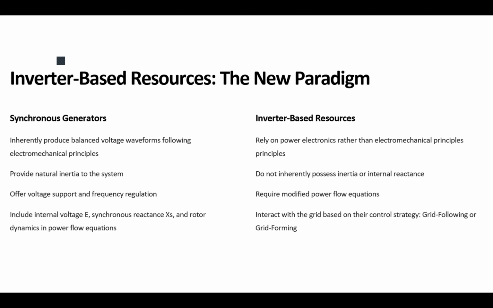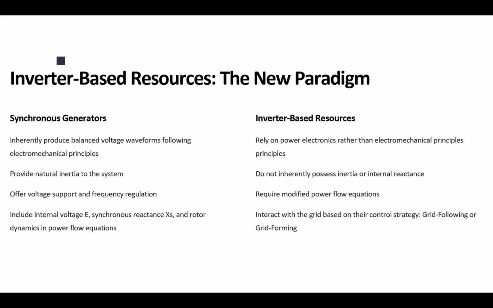In a synchronous generator, as we know, first of all, we inherently produce a balanced voltage waveform. Because of the electromechanical structure, we always have a symmetry in our waveform. It's a balanced waveform, meaning the half cycles are similar to each other. There's a symmetry between them.